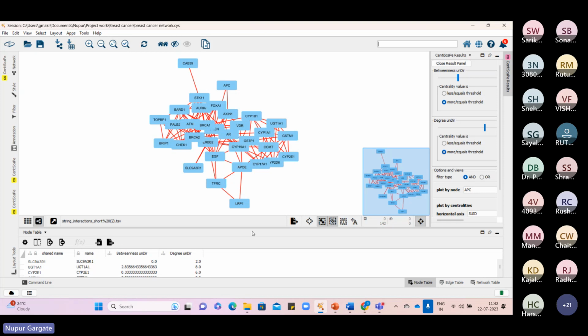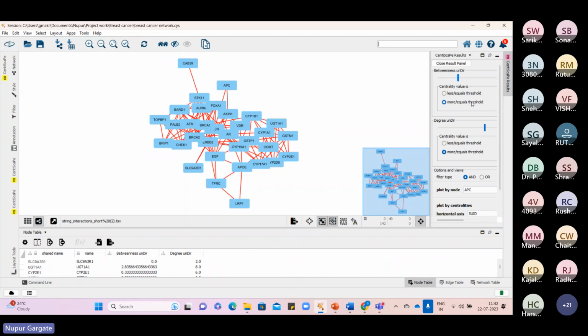Whichever genes had a value equal to or more than the average value of degree and betweenness, I selected those. So out of all of these, whichever had a value equal to or more than average was selected, and that is how I ended up selecting 9 genes. So this was the main part of network pharmacology.